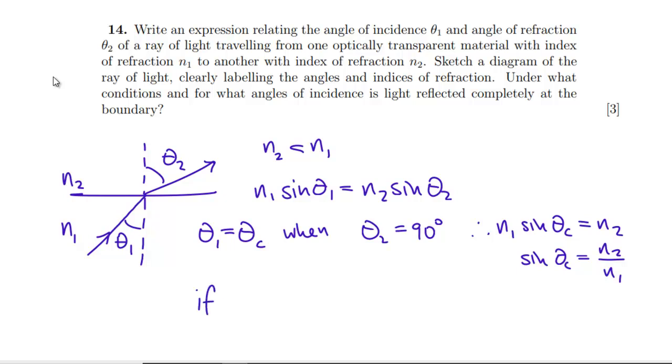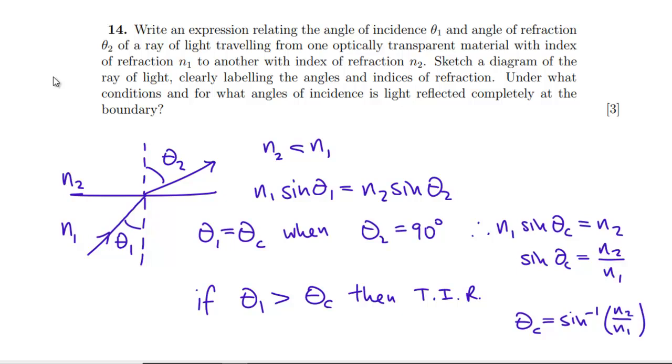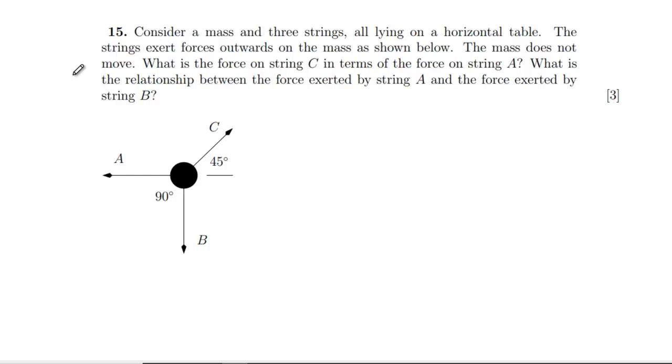And then we can say that if θ1 is greater than θc, then we've got total internal reflection. And that's where θc is sin⁻¹ of N2 over N1. So that's just straight out of your physics textbook, really. Fairly straightforward stuff for 3 marks there. Quite a lot to write, but fairly straightforward.